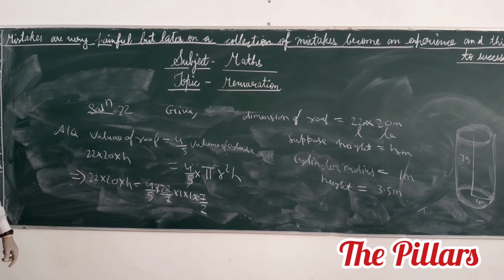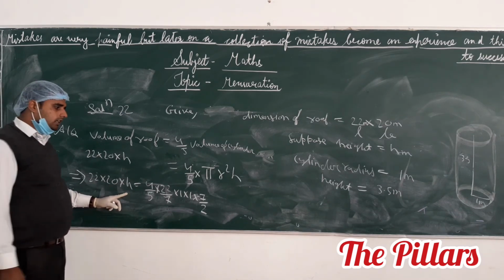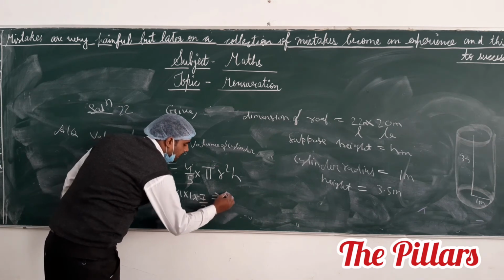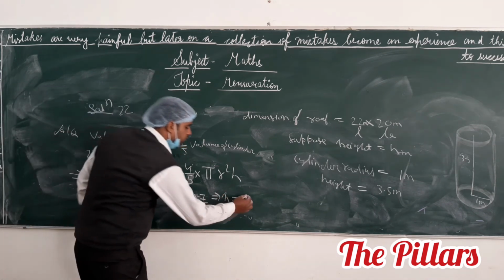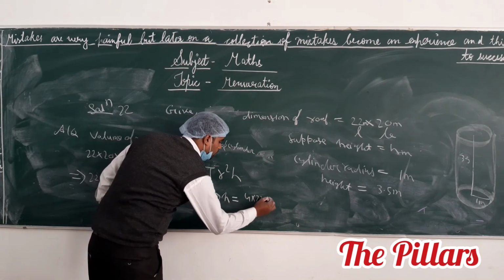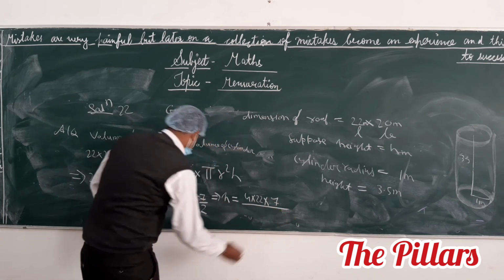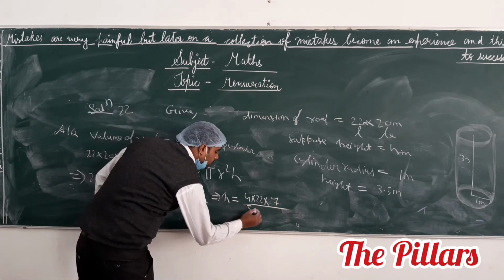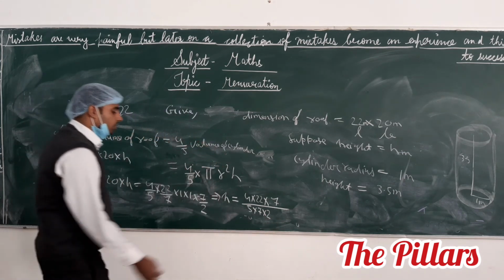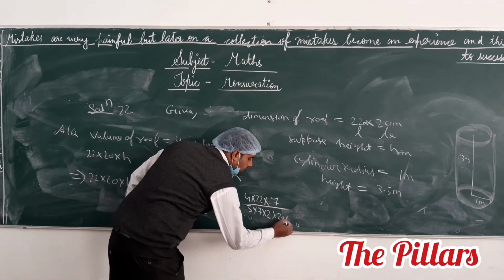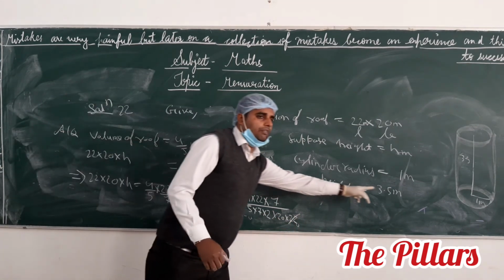Clear? Anyone have any problem? We want to calculate this h. This implies that the value of h equals 4 into 22 into 7 divided by 5 into 7 into 2 into 20 into 22. Height is 3.5 or 7 by 2.